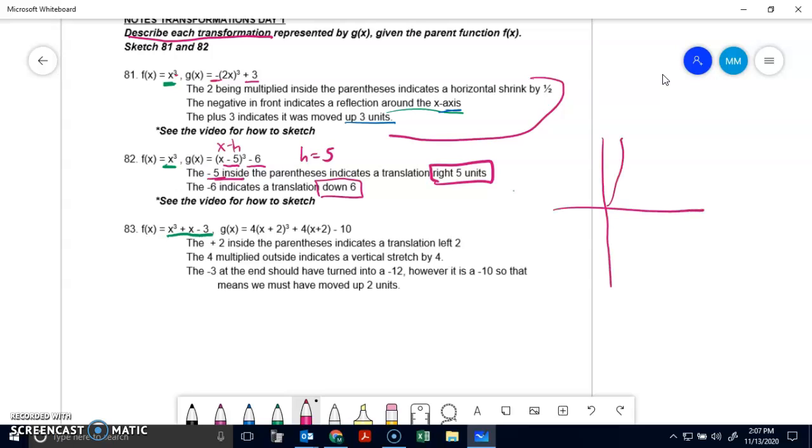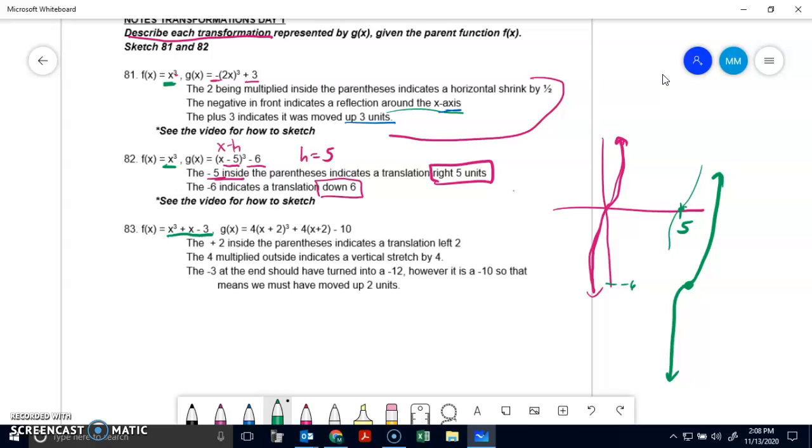I take my parent function, 0, 0, 1, 1, 2, 8, going down this way. That's a poor representation. As you know, I hate graphing on my pad, but that's okay. And I'm going to move it right 5. So let's move this here. I don't have to draw it fully right now, but I'm also going to move it down 6, so down to negative 6. So that center, just like the vertex, is at h comma k, 5 comma negative 6. And it hasn't been stretched or shrunk at all, so it's just the normal parent function at 5 comma negative 6 as the center.